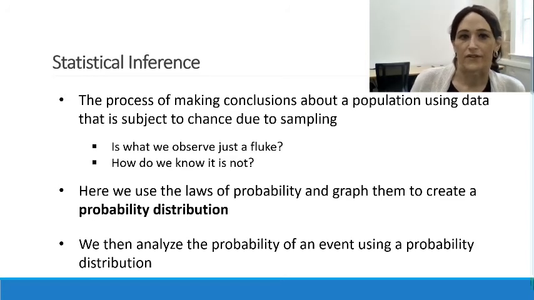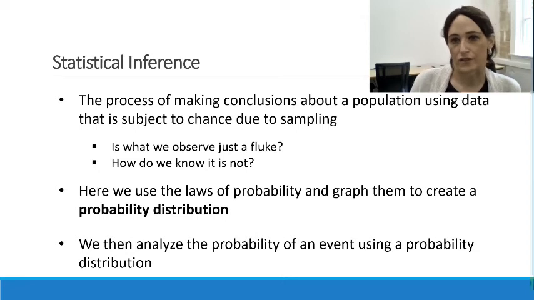So statistical inference is the process of making conclusions about a population that is subject to chance due to sampling. And what we're really asking is, what we're observing in our data, is it just a fluke? Is it just how we happen to capture people in our study? And how do we know that it's not a fluke? Or how can we be reasonably sure that it's not just a fluke?